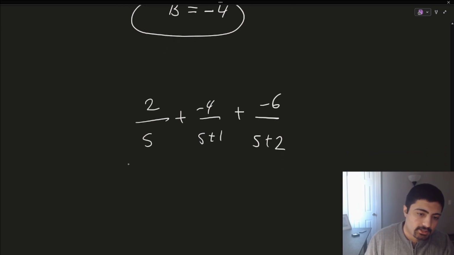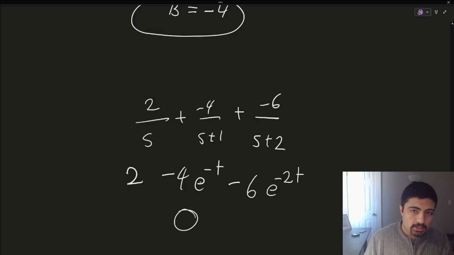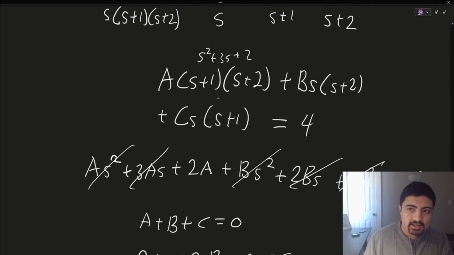And this is just going to be 2, because 2 over s is the inverse Laplace of 2, because 1 over s is just going to be 1. You can use a table for your reference. So this inverse Laplace is going to be 2. -4 is our coefficient, and times e to the minus t, because this is also like the inverse of e to the minus t, and -6 is our coefficient, e to the minus 2t.